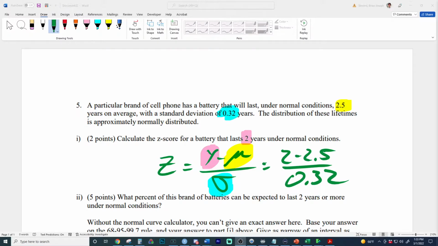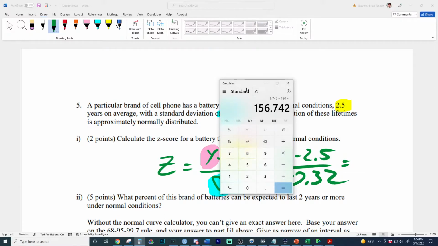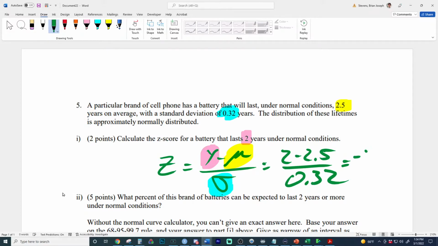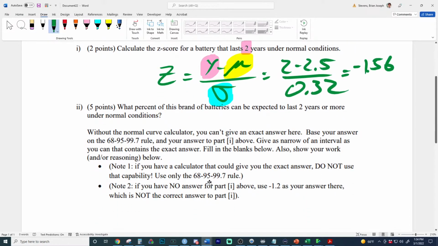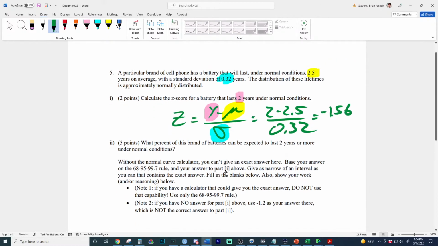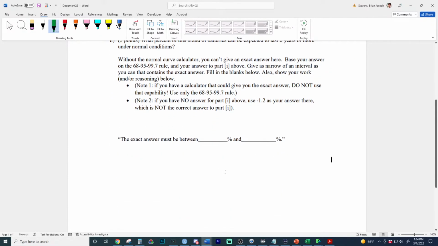We're just going to plug in the numbers right there and do 2 minus 2.5 over 0.32. This solves to a z-score, it's below the mean. So that's negative 0.5 divided by 0.32. There we go. So that's the z-score: negative 1.56. What percent of this brand can be expected to last 2 years or more under normal conditions? So what is our first thing we do when we see something like this, Priya? Great job, Priya, on the z-score.